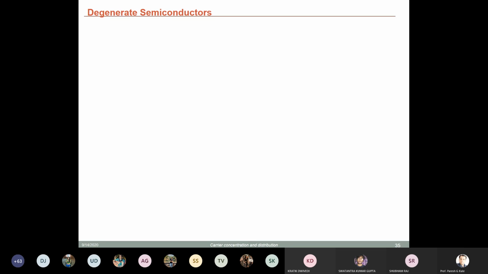Degenerate semiconductor is a small part which we will learn next time, and probably we will solve some numericals. It may happen that the next class can be a bit prolonged, so be ready for that. Right now I'm giving you more than 20 minutes. Next class we will adjust it so that there is a link when we are solving the numericals, and it may take a bit longer. Is that fine?